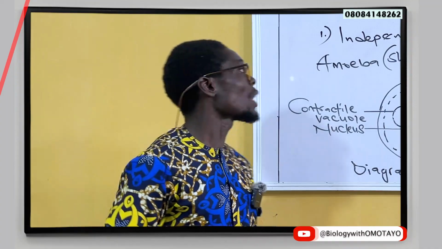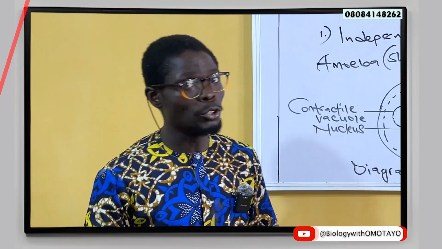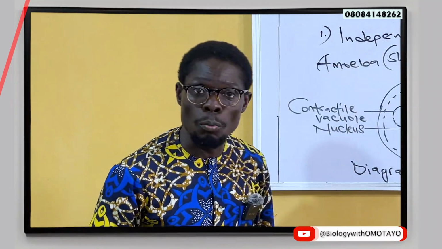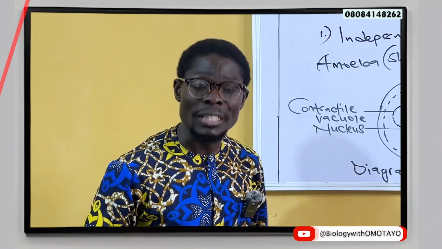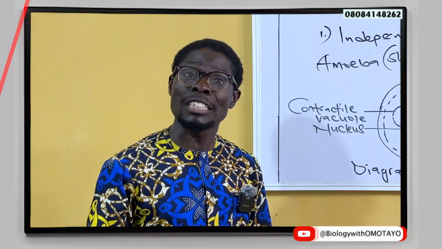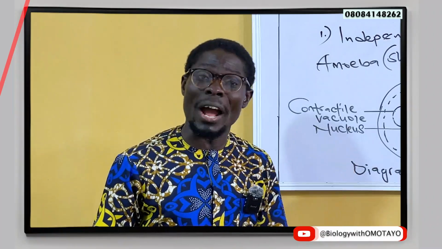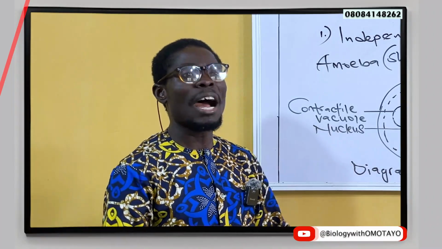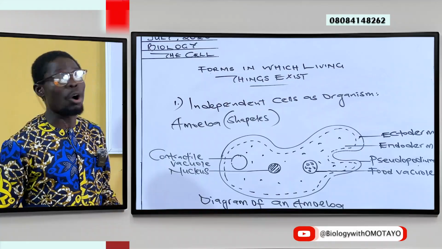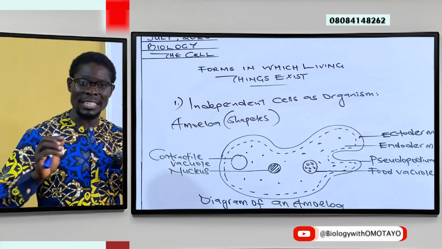Come with me as we look at another example of forms in which living things exist. But don't forget, this is not the only example under this very group. As I said, we have Paramecium, the slipper-shaped organism. We equally have our Euglena, which has the characteristics of both plants and animals, that was examined in one of our previous classes. We equally have our Chlamydomonas, Trypanosome, and so on.